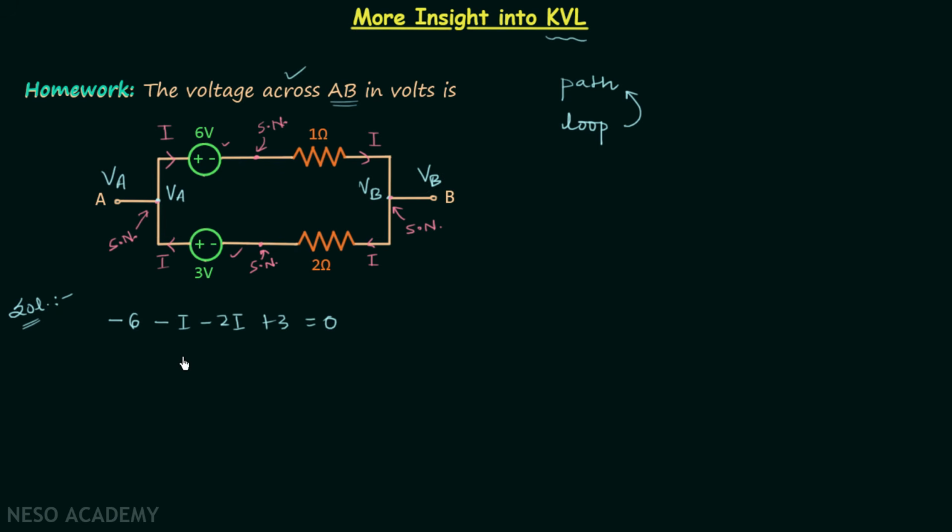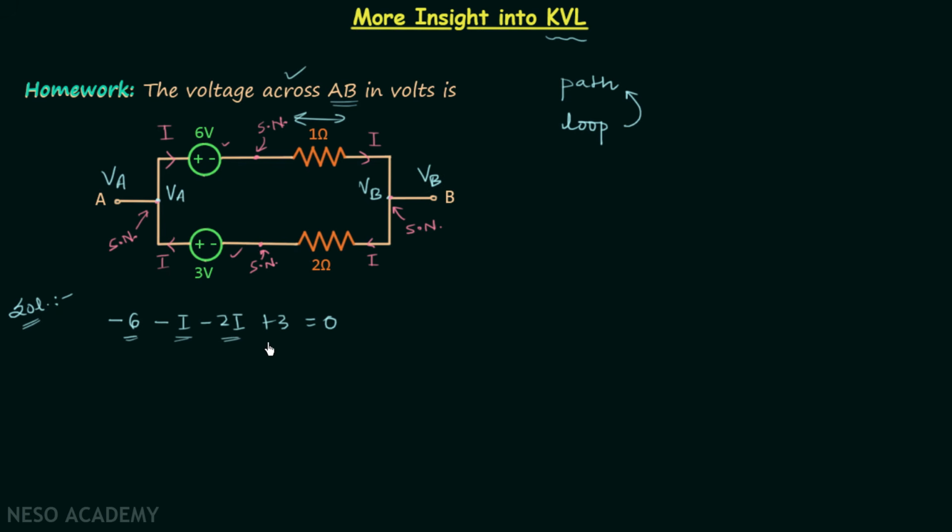So this is our KVL equation, and we know the fact that in a KVL equation only voltages are included. 6 is the potential difference or voltage. I is also the potential difference or voltage across this resistor.